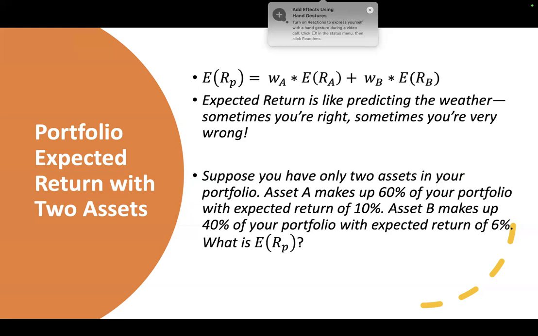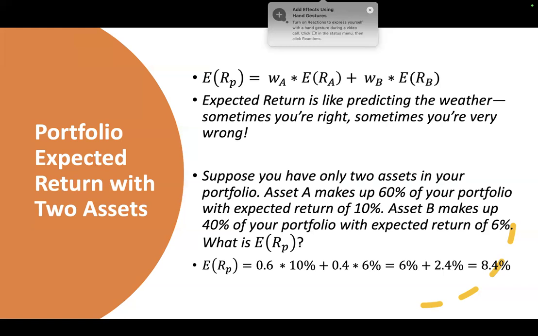Now, let's do an example. Suppose you have two assets. Two assets, they can be stocks, they can be bonds, they can be anything. Asset A, 60% of your portfolio with expected return of 10%. Asset B, 40% of your portfolio with expected return of 6%. What's the expected return of the portfolio altogether? It's this, 0.6 times 10% plus 0.4 times 6%.